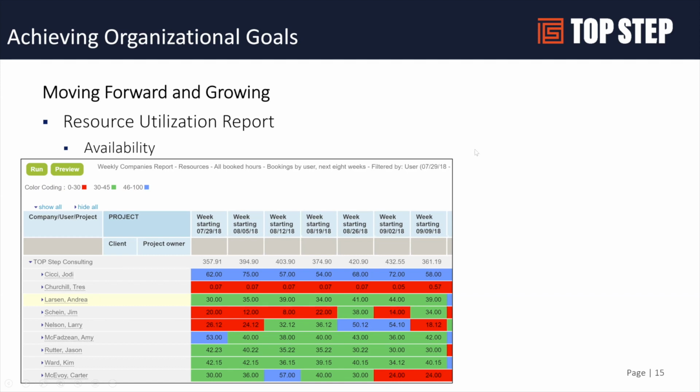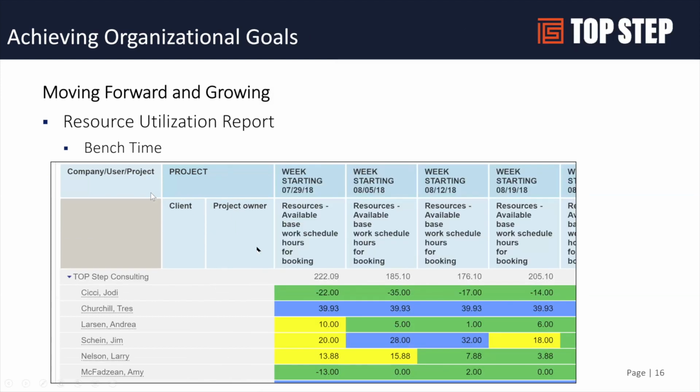A lot of questions we get is, well, Ron, how do I manage bench? Because if there's a resource not booked at all, they're not showing up in this report, and then they start to fall off the reports, and then they become forgotten. So OpenAir doesn't do, you can't report on data that's not there, so you have to get creative. And there is a way to do this.